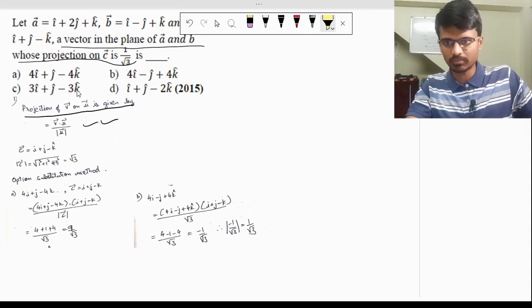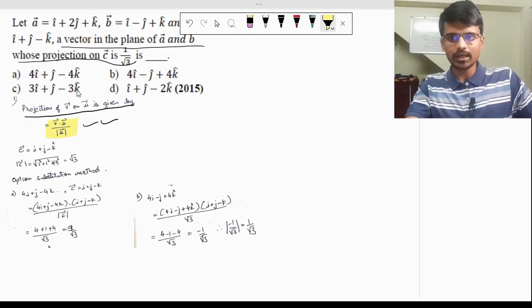It is given by this formula: the dot product of vector V and U, divided by the magnitude of the vector along which we want the projection. So along U bar we want, it is divided by the magnitude of U. Similarly, what I'll be doing here is the substitution method. I'll pick the options and check which of these satisfies.